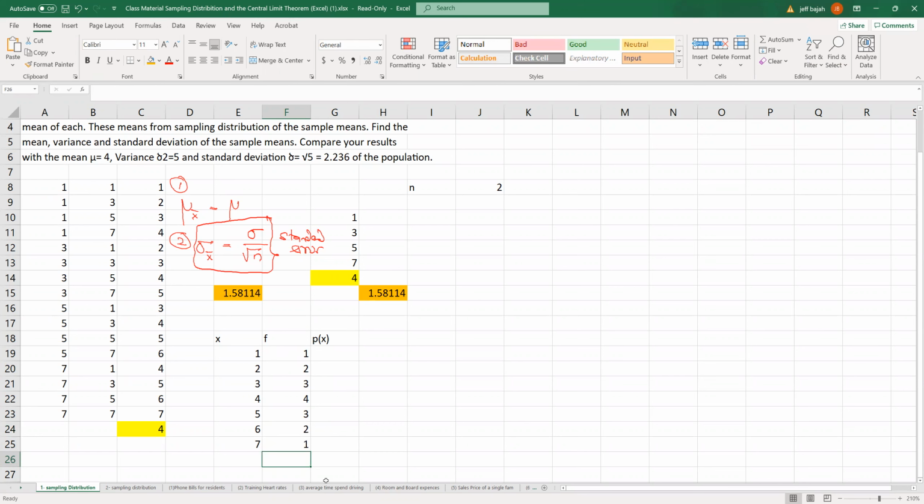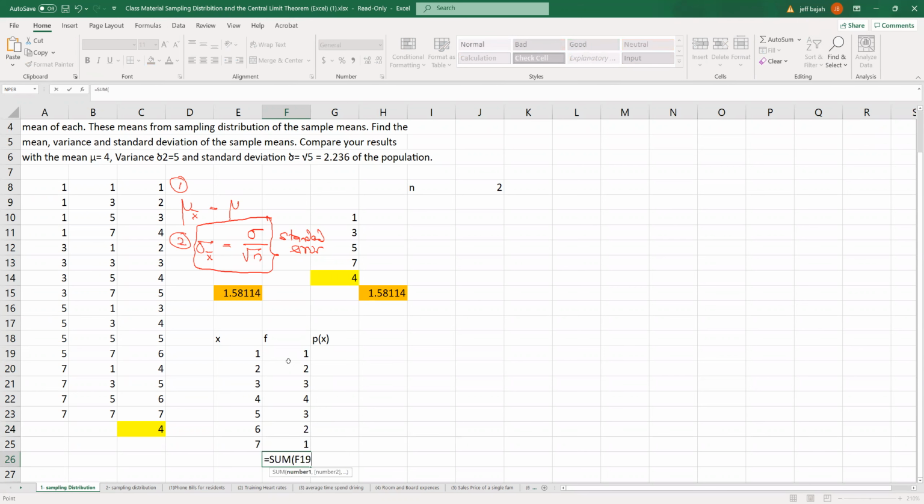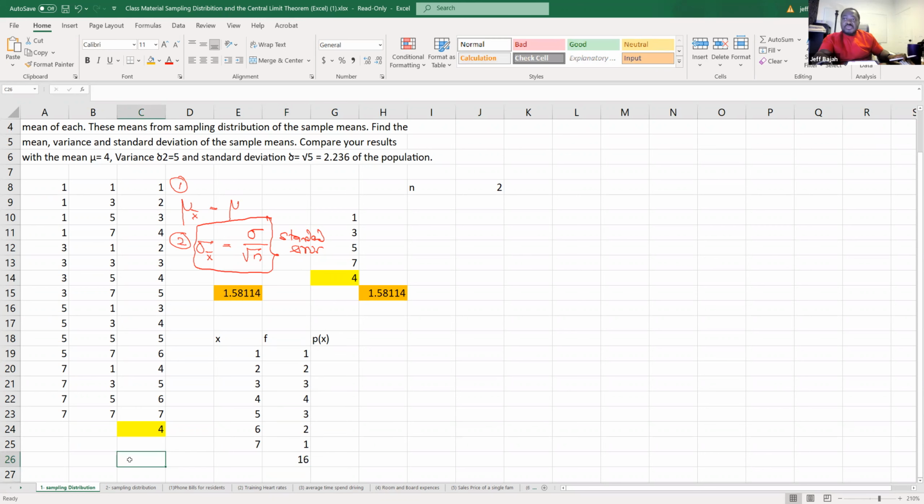All right. We can tell if you're correct, but if we do the sum of this, we add this up, that will give us 16, right? And if we do the sum of this, this should also give us 16. So we know we're correct.